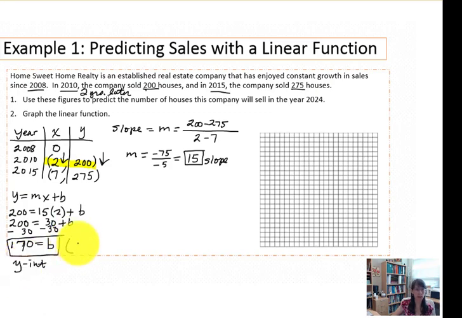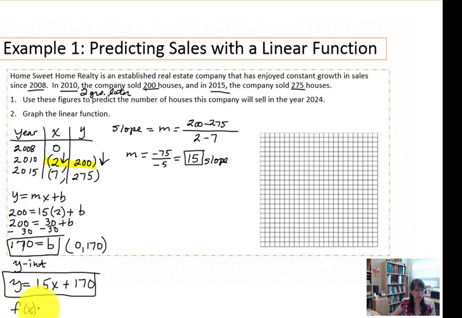As an ordered pair, that would be 0, 170. So that's how we want to think of our y-intercept, as an ordered pair. So now we could write the equation as y equals 15x plus 170. Now that we have the linear equation, we could write this in function notation. Y, remember, is the same as f of x. So f of x equals 15x plus 170 is the format we want to use.